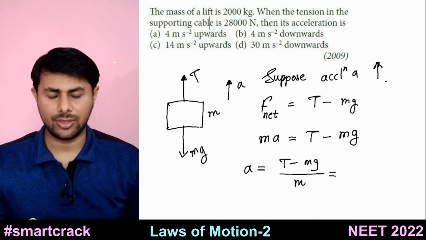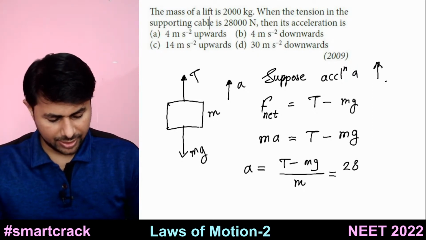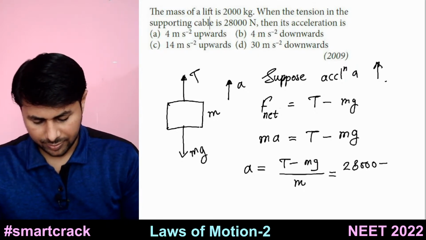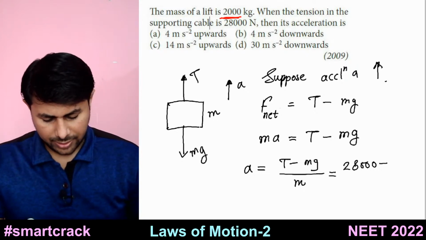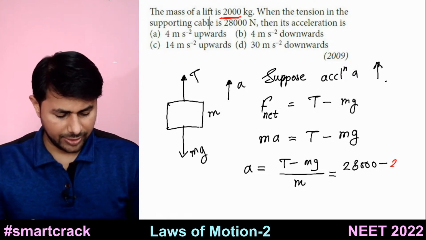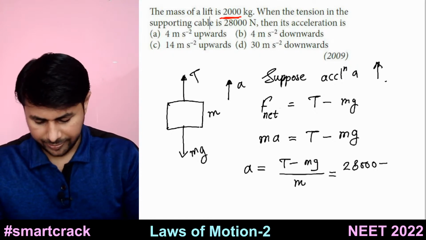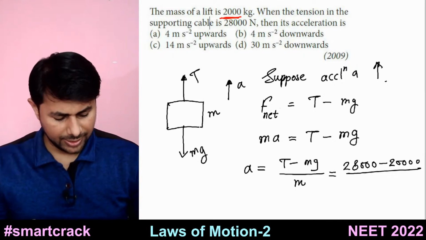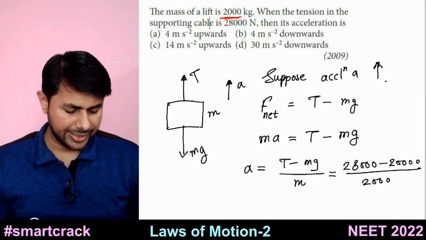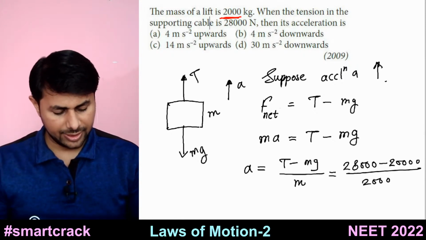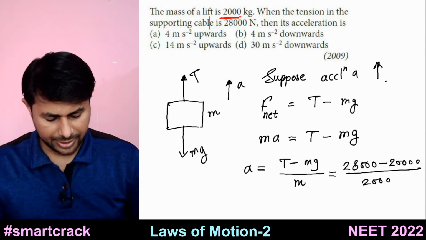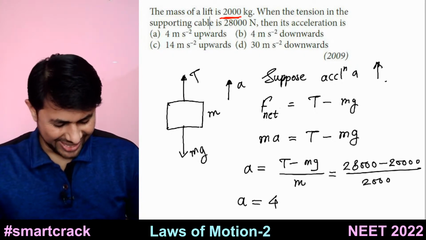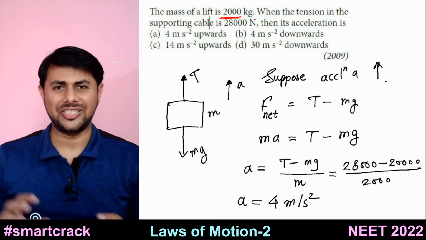Now we just have to substitute the values. So it is 28,000 newtons minus mass, which is 2000, times g, which is 10, so it is 20,000. Oh, using the red pen. 20,000 divided by how much is mass? 2000. So 28,000 minus 20,000 is 8,000. 8,000 divided by 2,000 is 4,000, and it's positive. Sorry, not 4,000, it is 4. Okay, 4 meters per second squared, and it is positive.